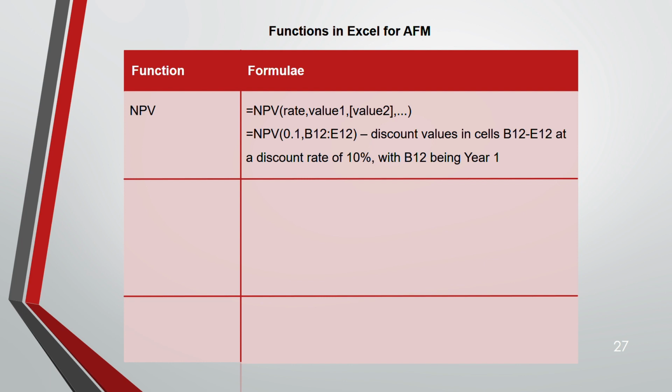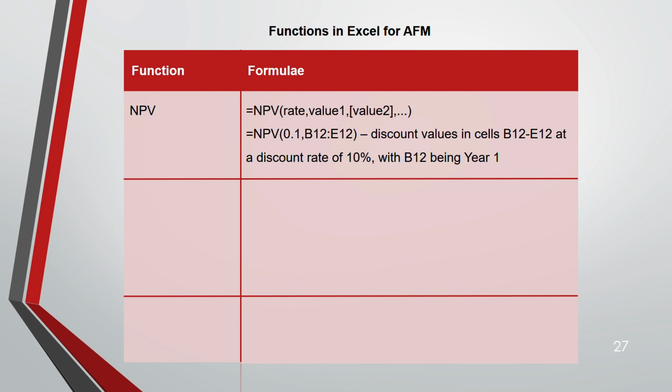Okay. So B1 to E12, right? But when you are taking B1 to E12, understand that B12 should be year 1, not year 0. That means the initial investment, because see, for the initial investment there's no discount. Why? It is in year 0, no? It will be the same amount. Discounting starts from year 1, 2, 3, 4, 5, whatever, not year 0. So then separately you have to deduct that initial investment amount from that answer. Only then will you get your correct net present value. We'll do a question on this later on.